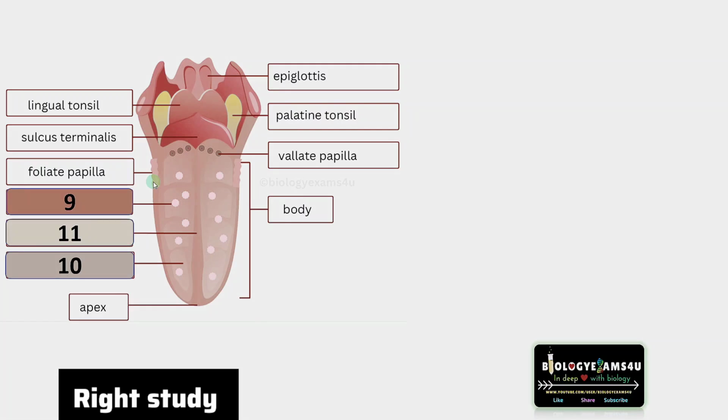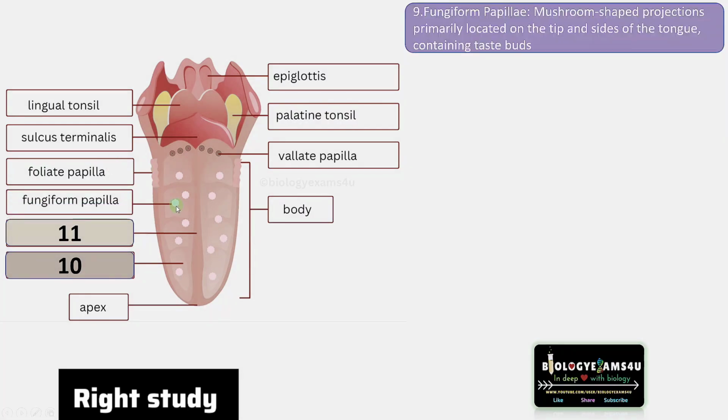The next structure is fungiform papilla. As you see here, these are mushroom-shaped projections primarily located on the tip and sides of the tongue, containing taste buds that detect sweet, sour, bitter, salty, and umami flavors.